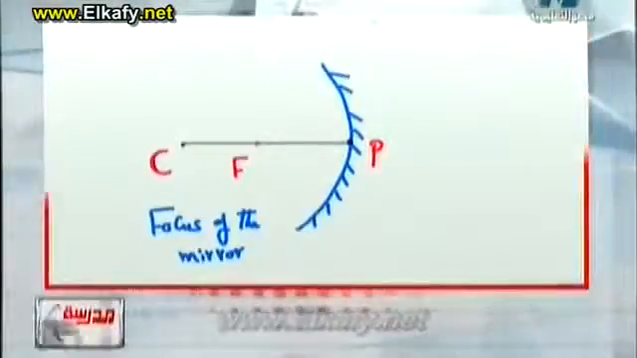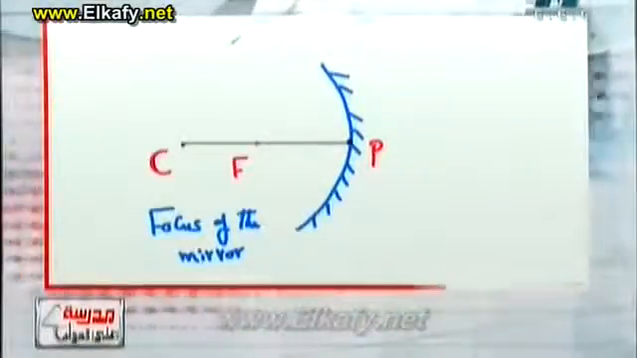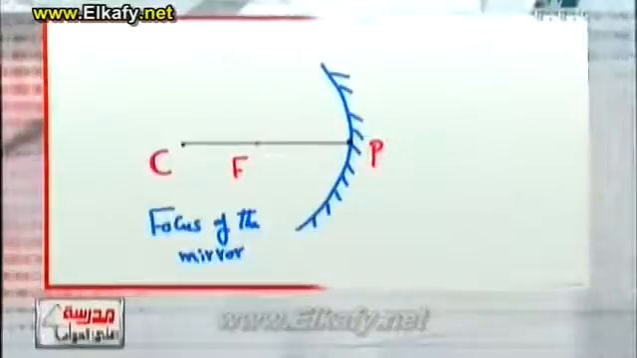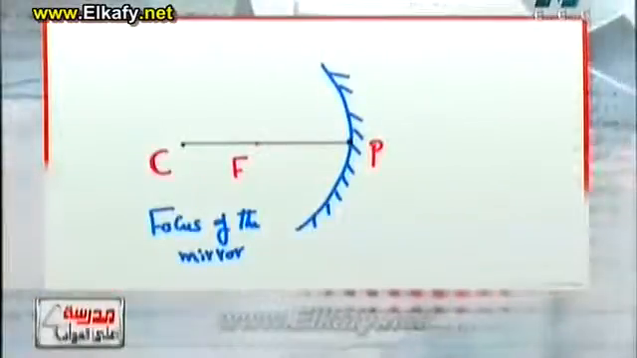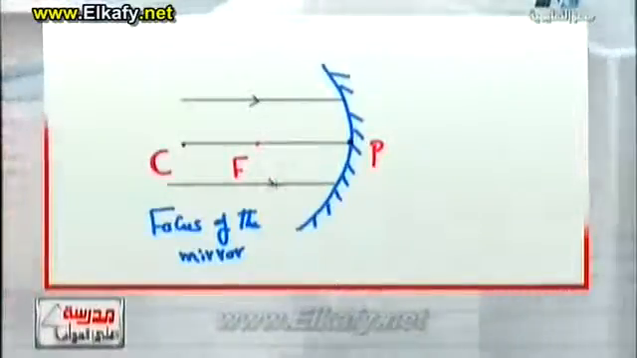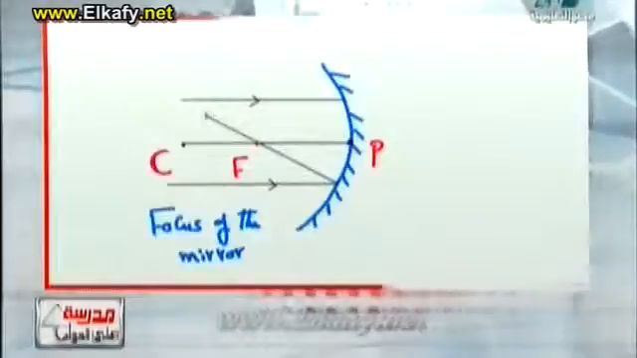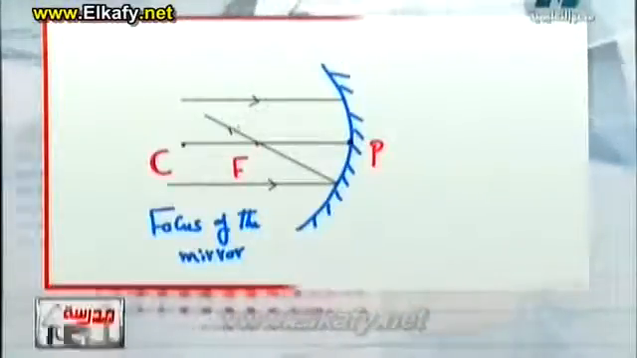Pay attention again. It is a point of intersection or collection of the reflected light rays. Any light ray coming like that, and another light ray coming from this direction, they will reflect and collect here at the focus. So what is meant by focus?